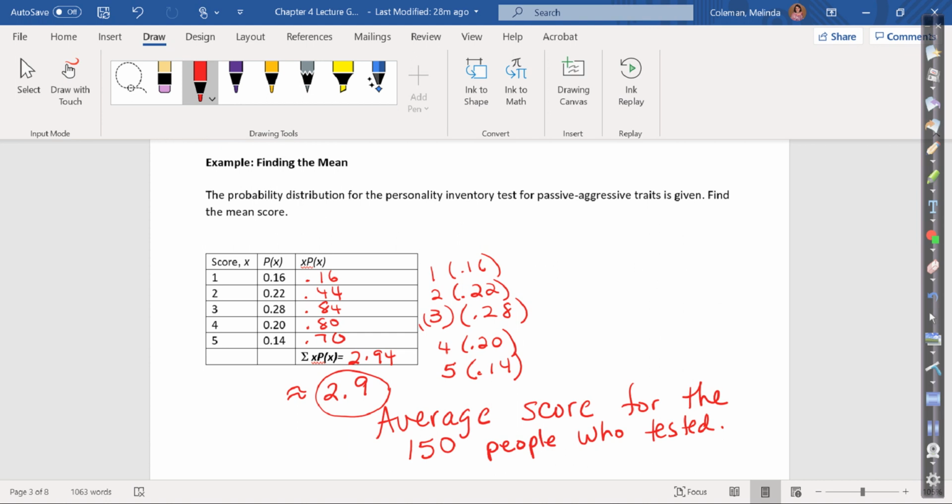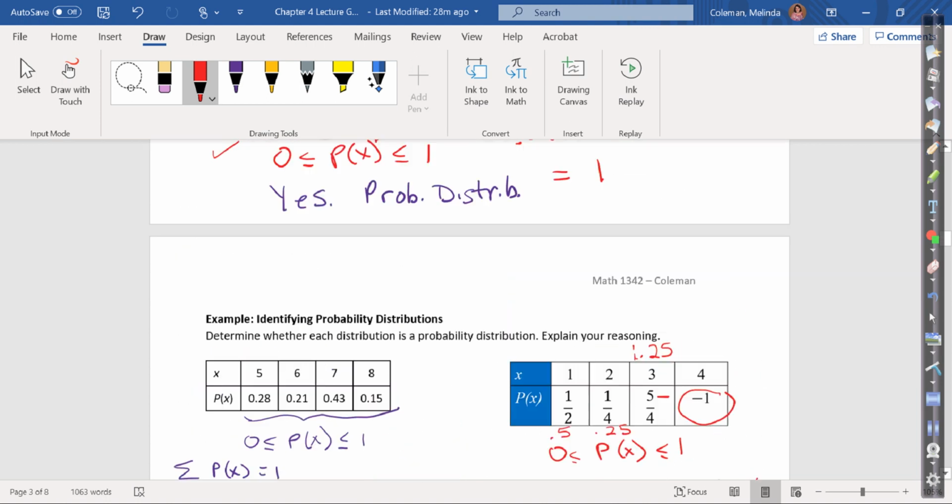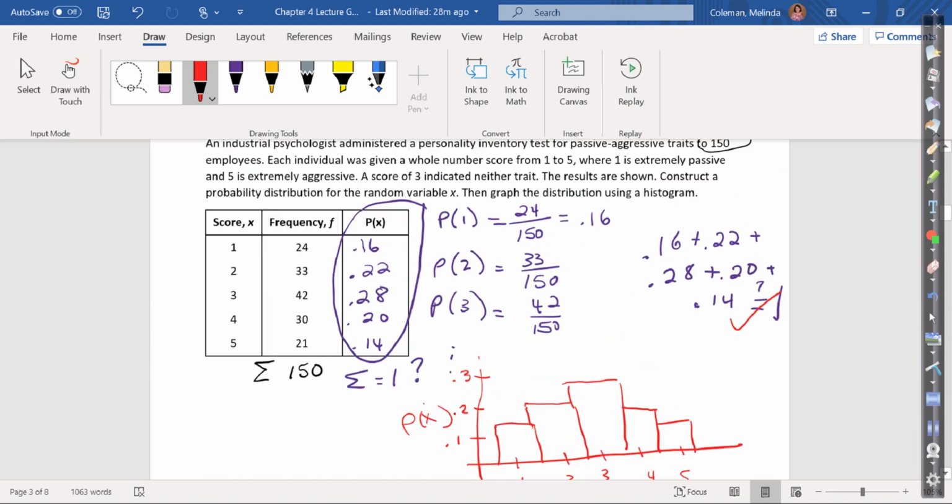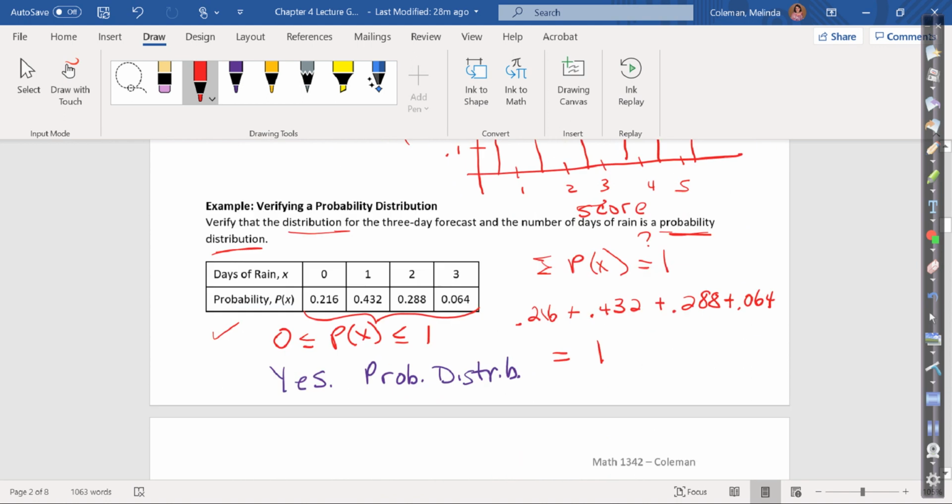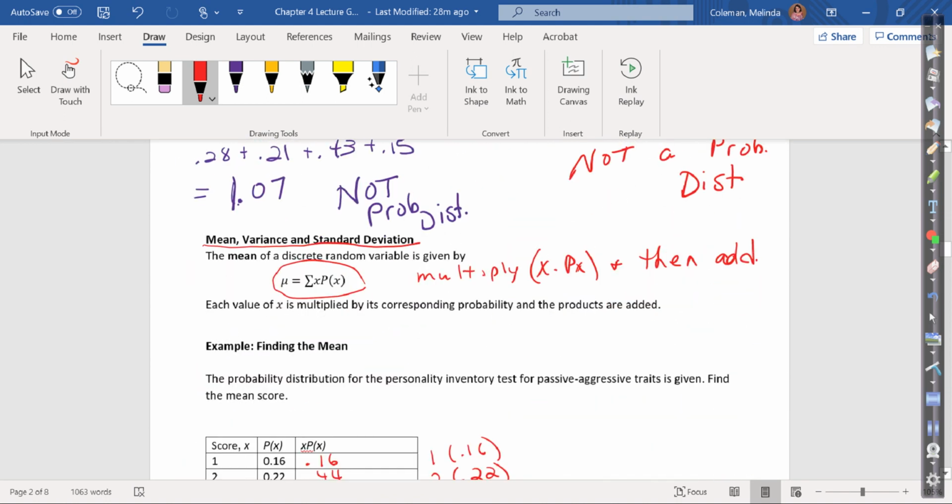And that should make sense if you look at the way it is. If you go back up to the original problem, remember we had 42 people with a score of 3 and about equal number on either side. A little more between 1 and 3, a little less between 3 and 5. So it would make sense then that my average is 2.9.